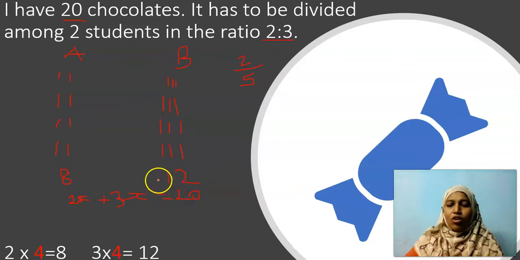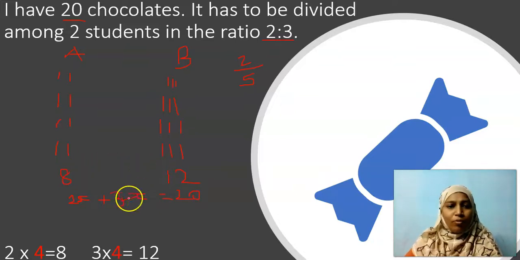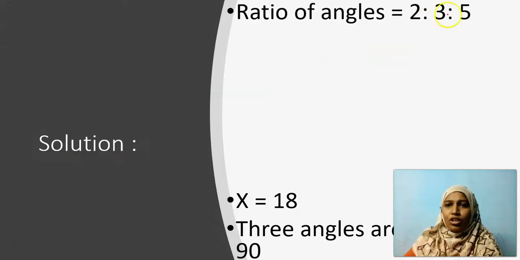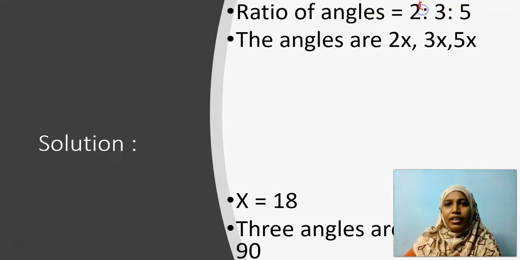With this basic concept, we make an equation for the previous problem. There we don't have only A and B. We have 3 angles. Okay, A angle, B angle and C angle. And their ratios are 2:3:5. So what will be their angles? Surely we will have a common factor like 2x, 3x and 5x. The angles are 2x, 3x and 5x. Is it clear, my dear children?